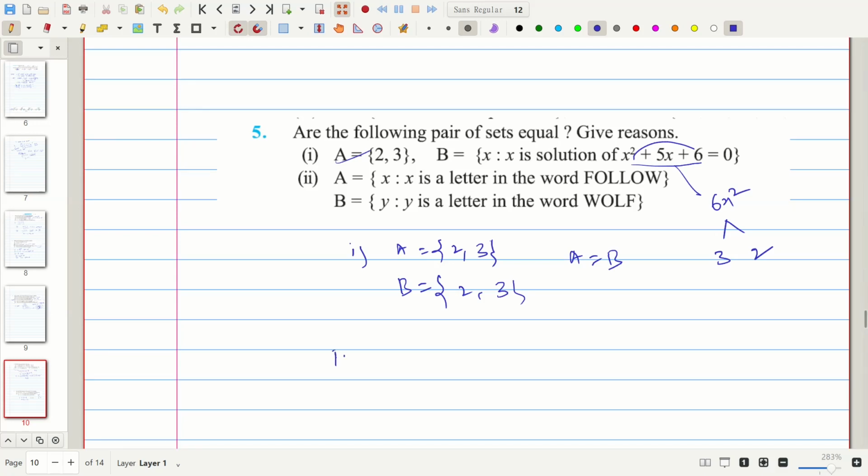The second one: A is the set of x where x is a letter of the word follow, that is F, O, L, L, O, W. L repeats, and O also repeats, so we cannot write them twice. And B is the letters of wolf: W, O, L, F. W is here, O is here, L is here, F is here. These two sets are equal.